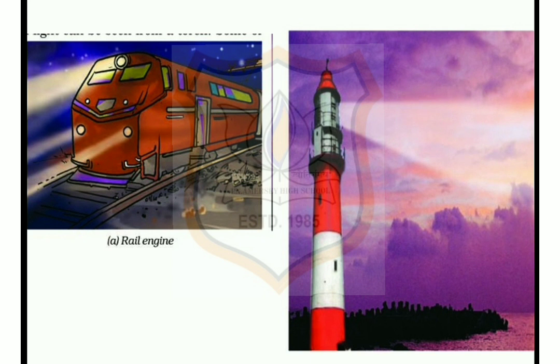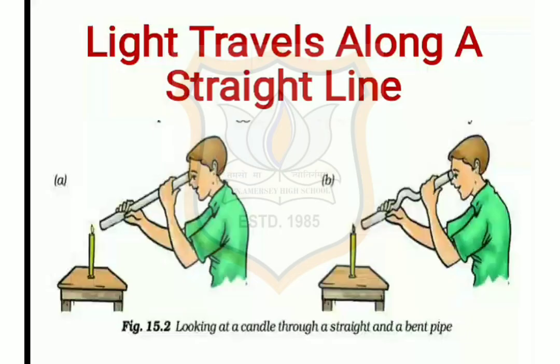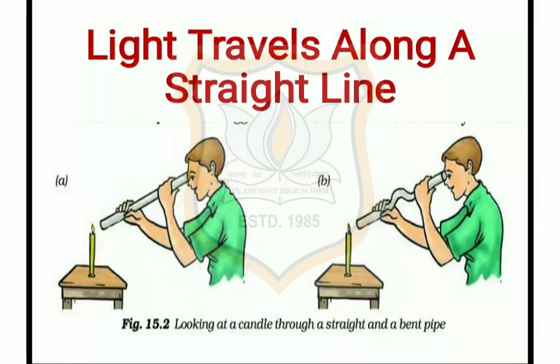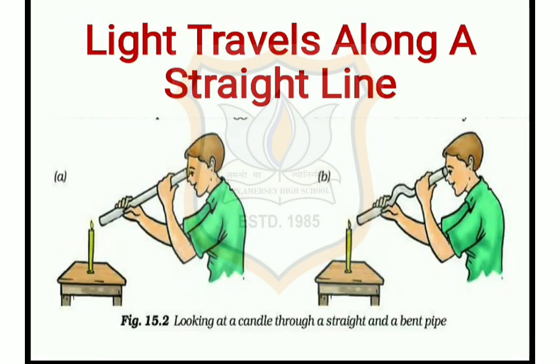Some of you have seen a beam of searchlight from a lighthouse or from an airport tower. And students, you have already learned that light travels along a straight line. You have already performed an activity in class 6. In that activity, you looked at a lighted candle first through a straight pipe and then through a bent pipe, like these figures. This activity showed that light travels along a straight line.